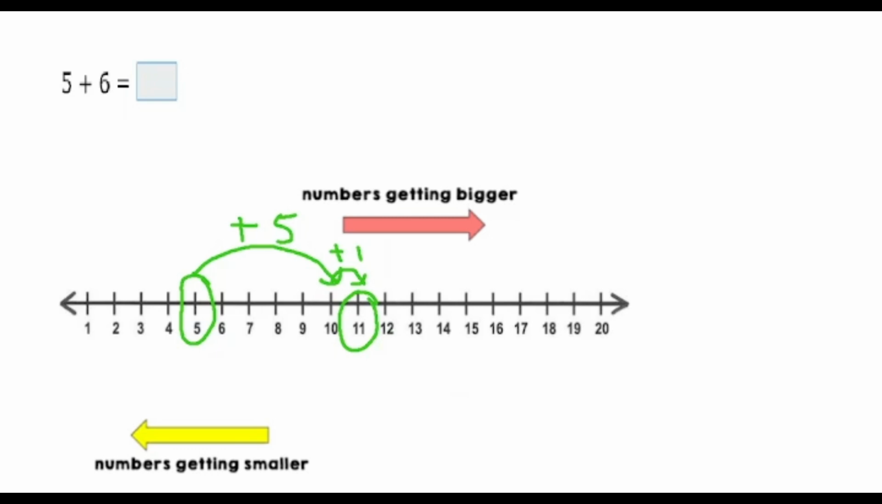So we know that 5 plus 6 equals 11. We jumped 5 and then we jumped 1, which is a total of jumping 6 times. And we end up at 11. And if you don't get this right away, just rewind the video and watch it again.